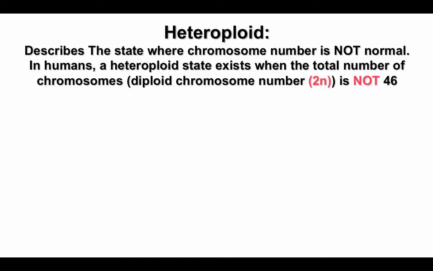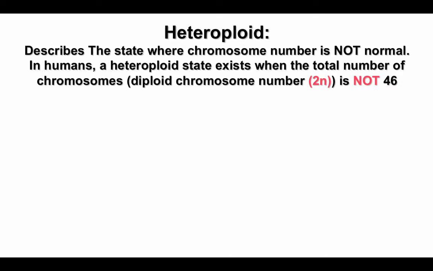So let's talk about the heteroploid state. The heteroploid state is the state where the chromosome number is not normal. Okay, this is a big tent category. So if the chromosome number is not normal, you're dealing with a heteroploid state. So in humans, a heteroploid state exists when the total number of chromosomes is not 46, right?